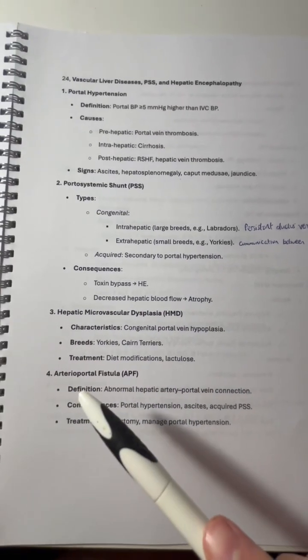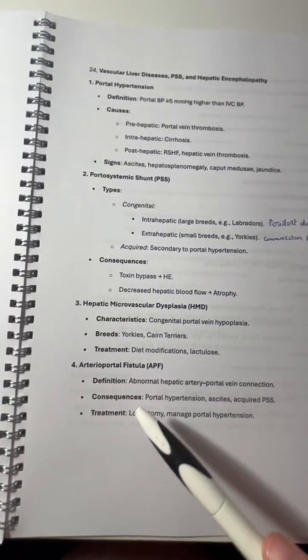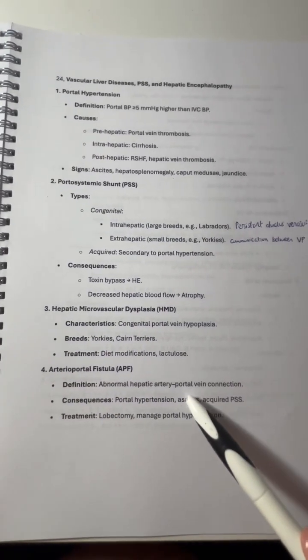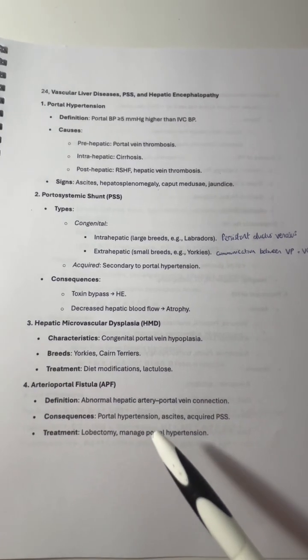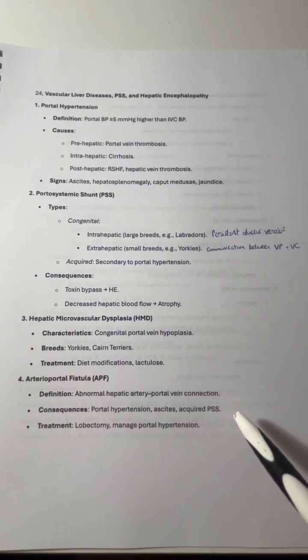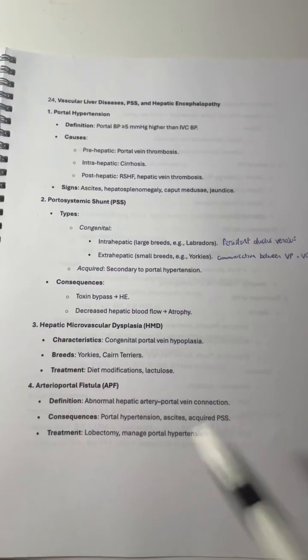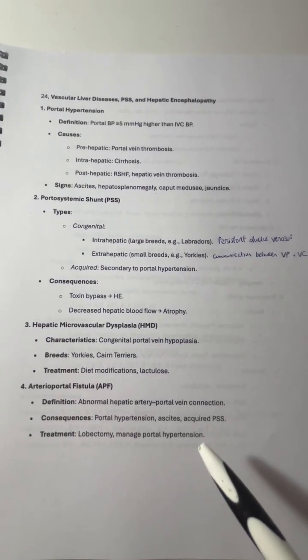And for arterioportal fistula, the definition is an abnormal hepatic artery and portal vein connection. The consequences are portal hypertension, ascites, and acquired portosystemic shunt. And for the treatment, you need to do a lobectomy and manage the portal hypertension.